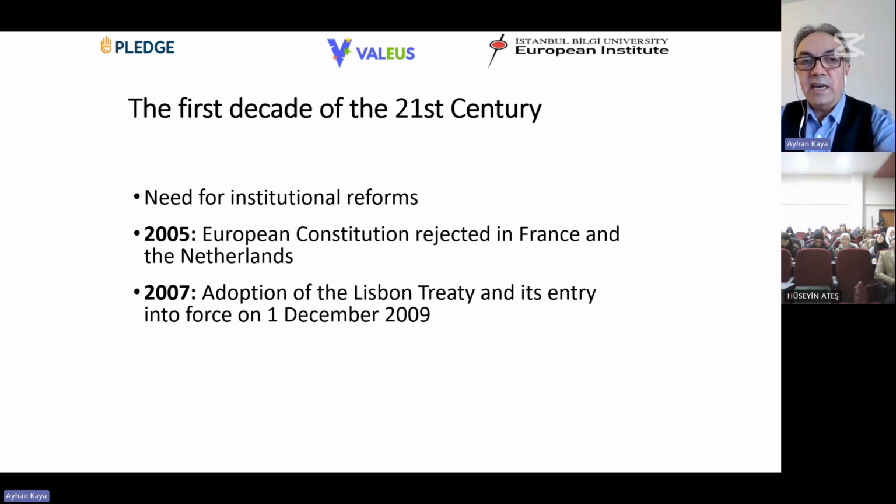First, it was taken into a referendum in France and the Netherlands. Both countries rejected the referendum, the idea of having a European constitution, because they were still into their own national sovereign embodiments, national sovereign interests.